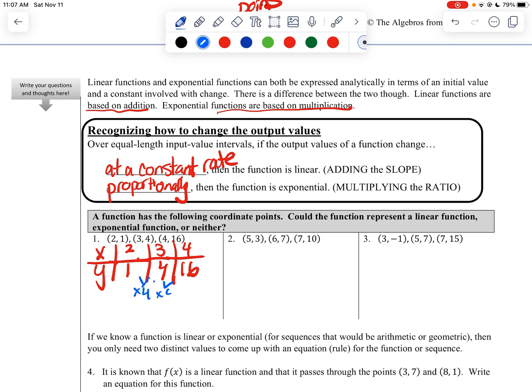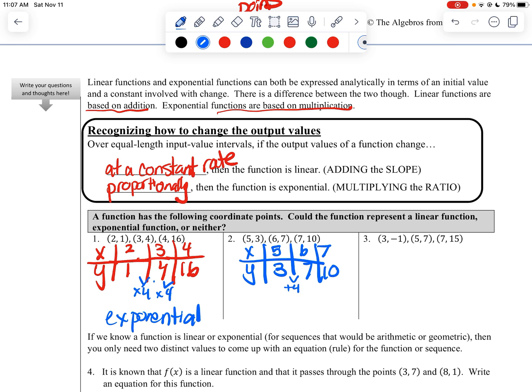We're multiplying by 4, so it's exponential. So this next one, again, I tend to make tables because I can see things better. 5, 6 goes with 7, 7 goes with 10. Well, let's see. This is plus 4, plus 3, so it's not addition.